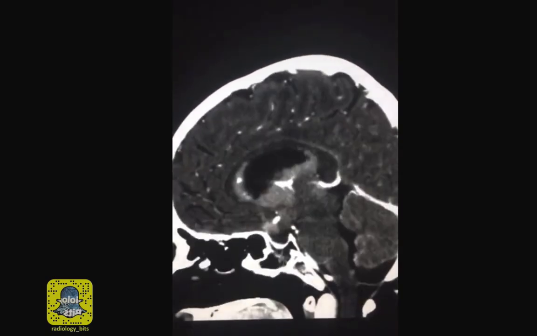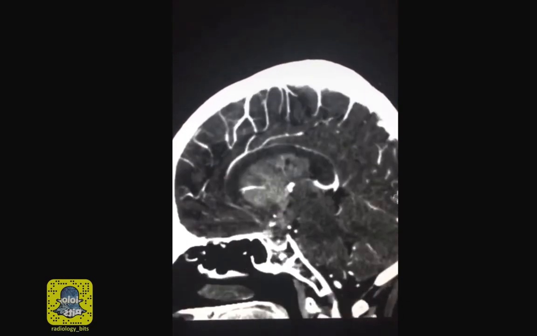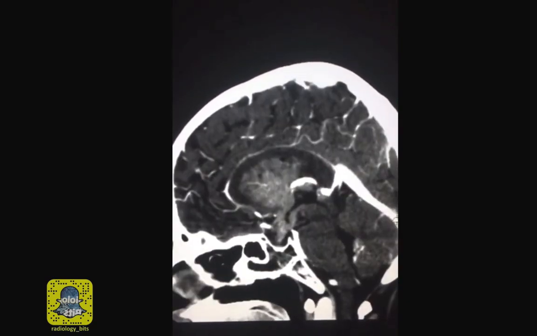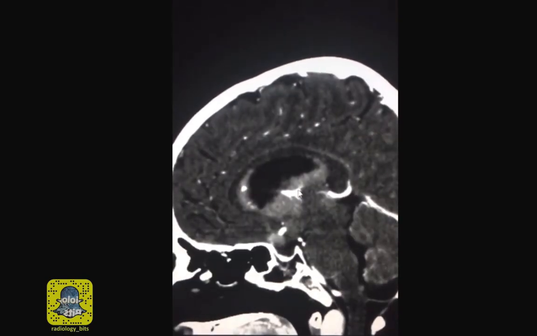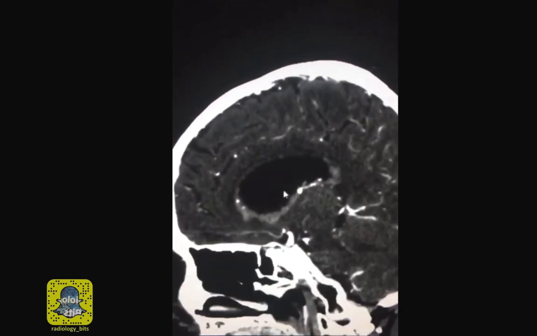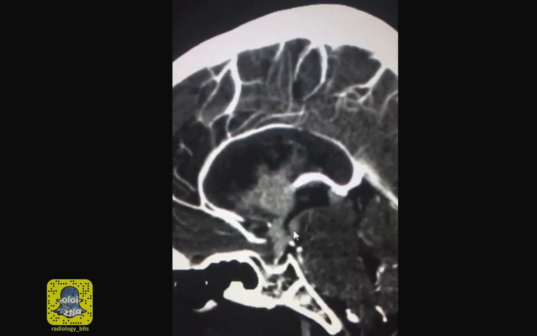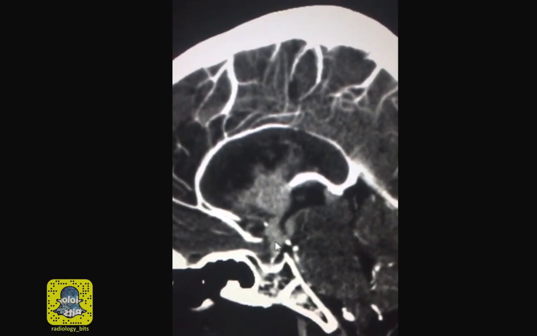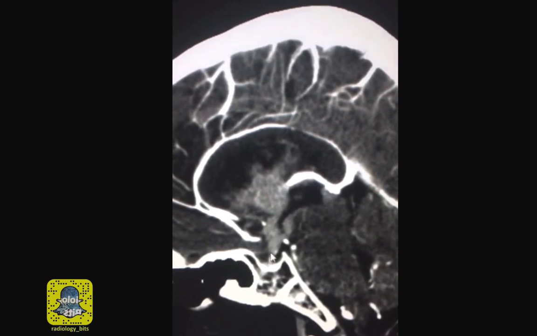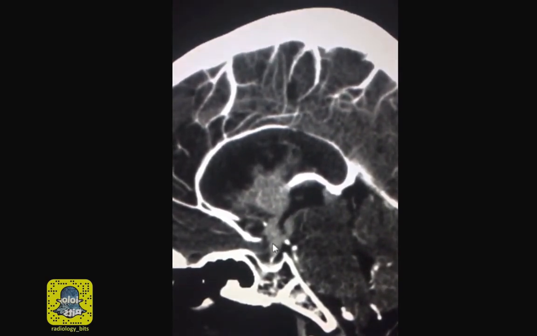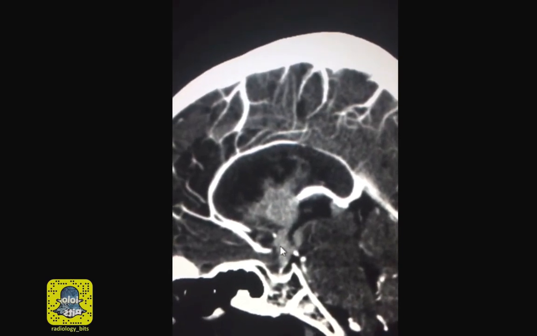Now here's a look at the sagittal with intravenous contrast enhancement. The abnormality that you see here is that ependymal thickening that we saw on each side of the lateral ventricle. You see the extension of that abnormality to involve the pituitary stalk, which is thickened and enhancing. There's also thickening and enhancement along the floor of the third ventricle.